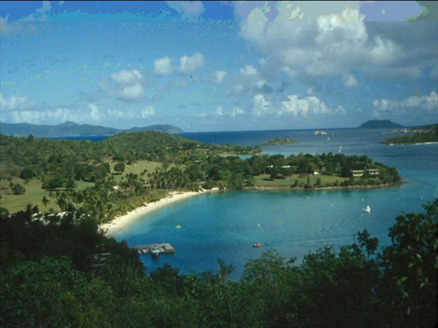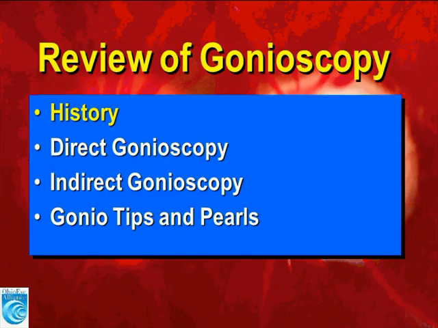Here's a photograph of a bay in St. John, and we were thinking anatomically, what does this look like? It sure looks a lot like iris and ciliary body. Always think about anatomy. It's important to review gonioscopy and the history of gonioscopy, as this is very helpful in understanding how we got to be where we are today with it.